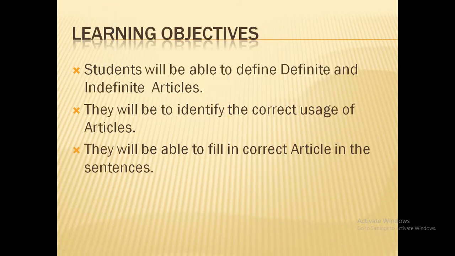Before beginning with the class, let us start with the learning objectives. At the end of the class, students will be able to define definite and indefinite articles. They will be able to identify the difference between both of them. They will be able to identify the correct usage of articles, where to use definite and where to use indefinite articles in a sentence. They will be able to fill in the correct article in the sentences. So at the end of the class, students will be able to do all these objectives and identify definite and indefinite articles.